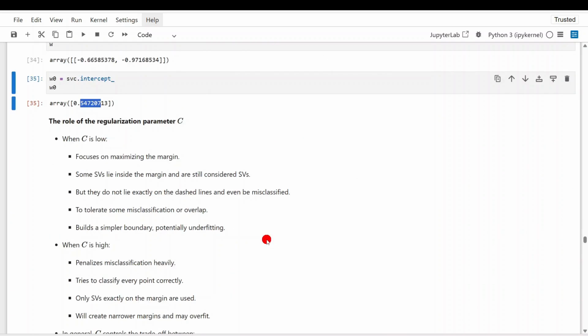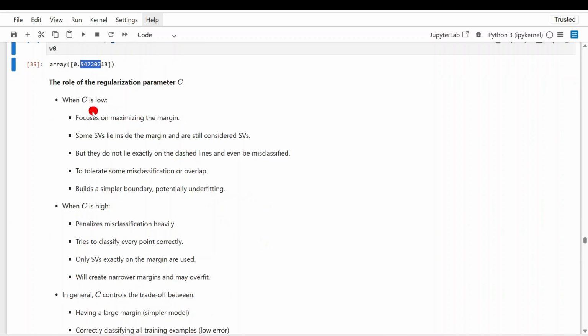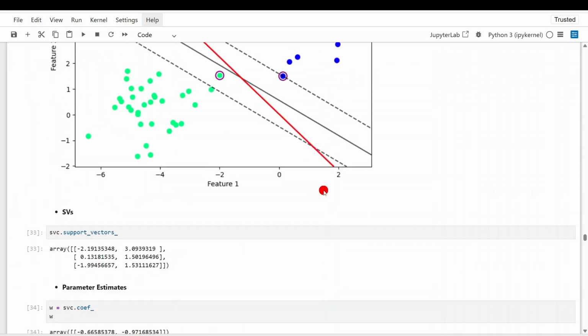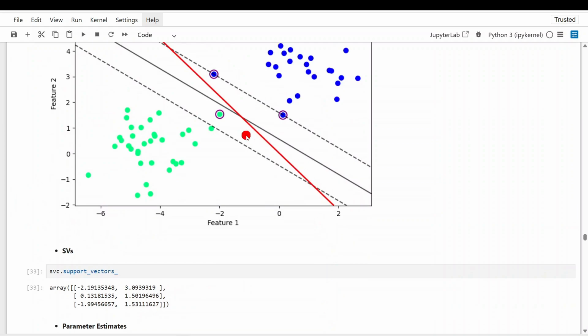So here, now when the regularization parameter is small, it focuses on maximizing the margin. When C is small, it tries to maximize this margin.